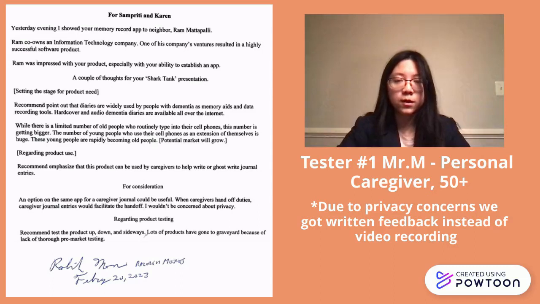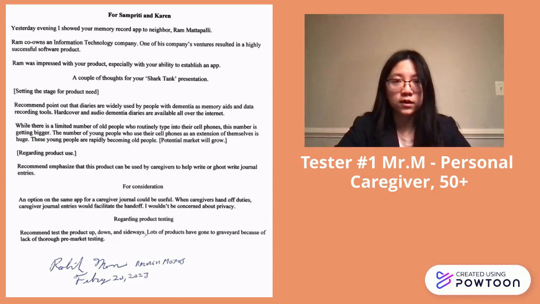We interview our neighbor, Mr. M, who is above 80 and a caregiver for his wife who is in late-stage dementia. He gave us some advice and pointed out that currently only a few older people use their phones regularly, instead using diaries to write down their memories. However, this number will continue to grow because the younger generation are increasingly using their phones as an extension of themselves.